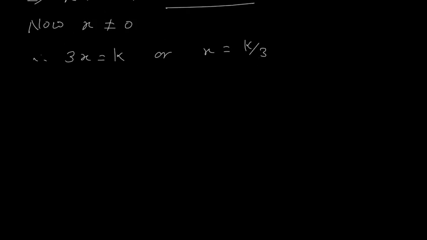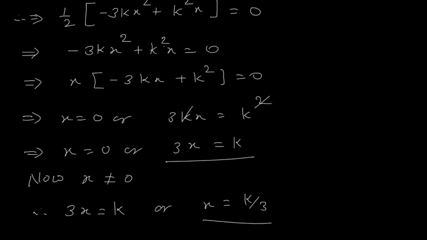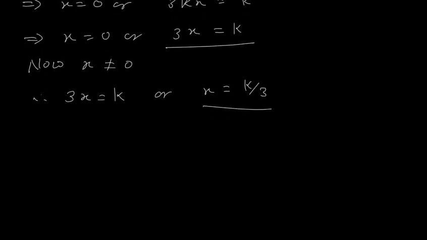So let us first check what will be the value of the second derivative when x is equal to k upon 3. For x equal to k upon 3, we have y equal to k minus x, which is k minus k upon 3, which is 2k upon 3.